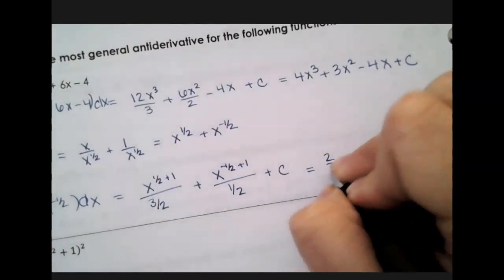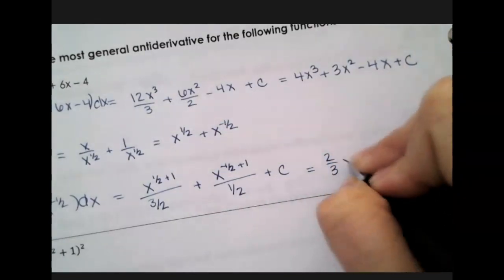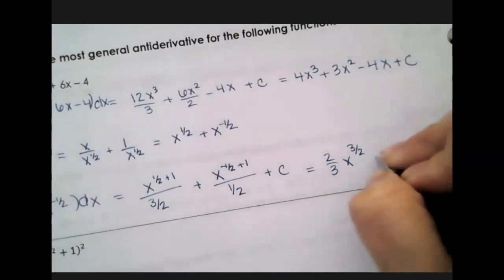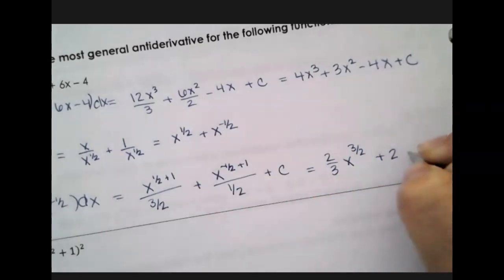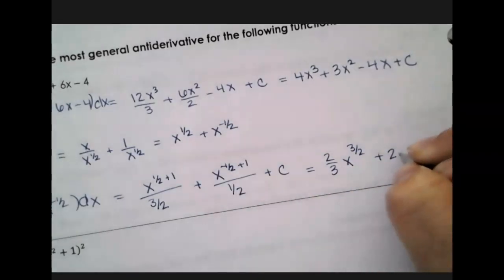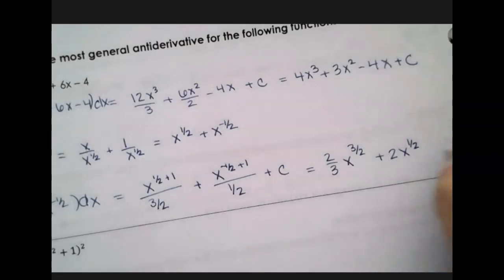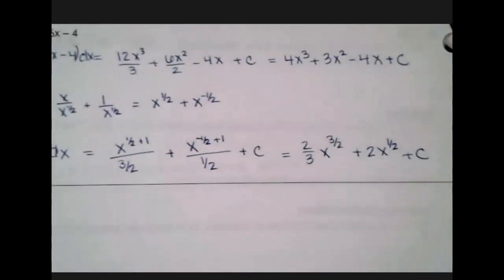So my fraction becomes 2/3 x to the 3/2 plus 2x to the 1/2 plus c. And that is my general antiderivative. I can leave it just like that.